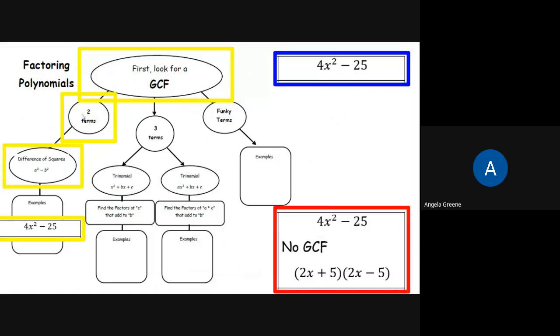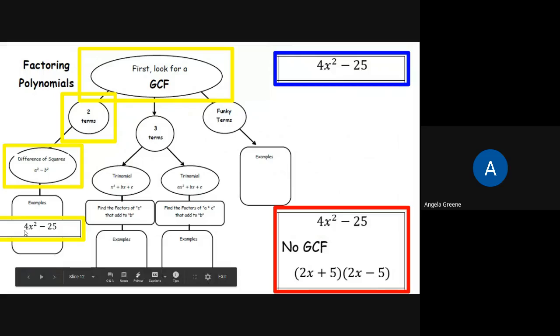And now that I have two terms, go through your checklist. Two terms, so it's a binomial. Is there subtraction between the two terms? Yeah, there is. Is there a missing bx? Yeah, there's no bx. And are both terms perfect squares? So the answer is yes. 4x squared is a perfect square, and 25 is a perfect square. So this one has to be the difference of squares.